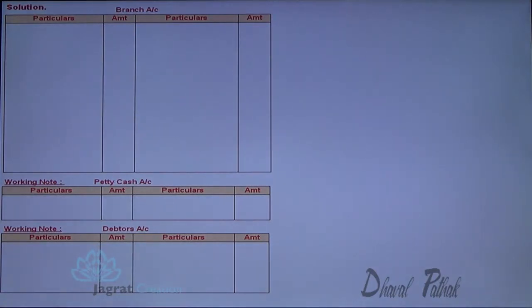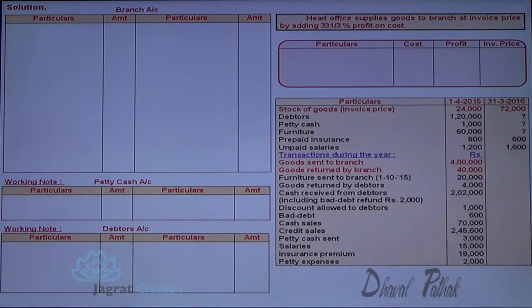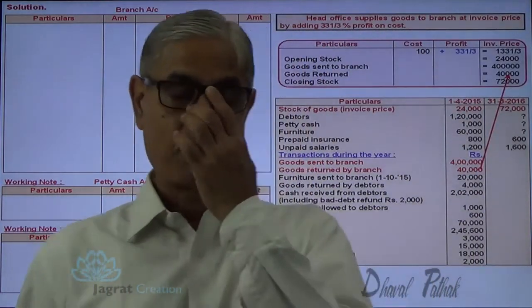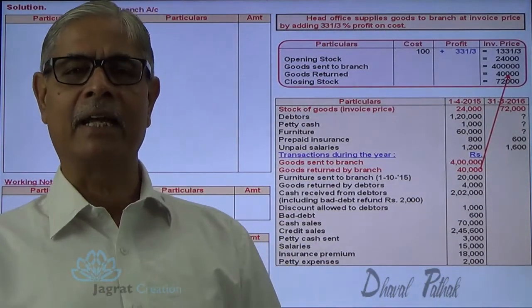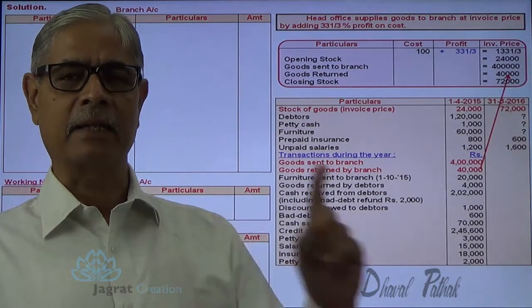First of all, I will find out the profit element in the invoice price. So, first transaction: if the cost is 100, profit is 33 and 1/3, invoice price is 133 and 1/3. You are given opening stock at cost, closing stock also; you are given opening stock at an invoice price, closing stock at an invoice price, goods sent at an invoice price, goods return is also at an invoice price. Now these are the invoice prices given to you. From this invoice price, what is the profit element therein? What is the cost element therein? As I told you, 1/4 is the profit element, 3/4 is the cost element.